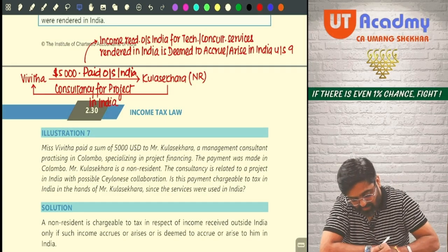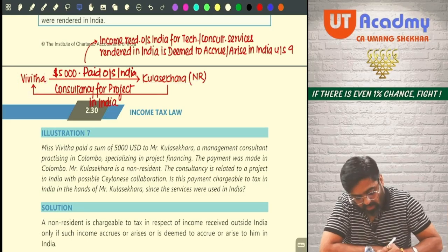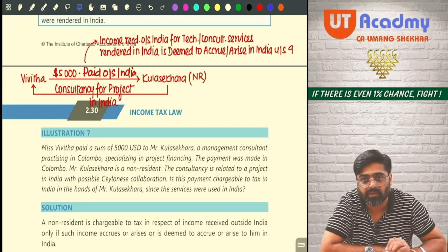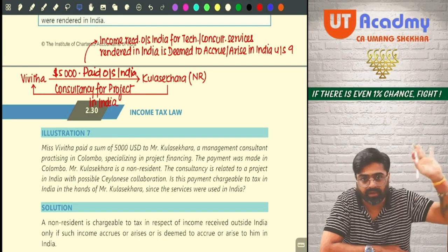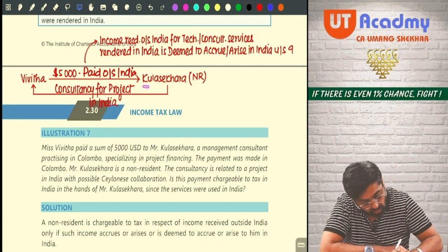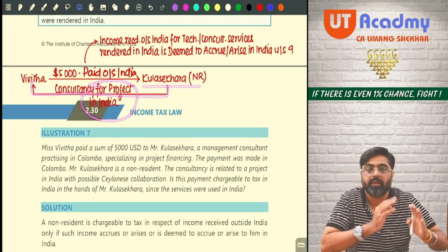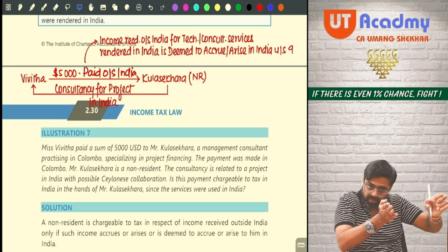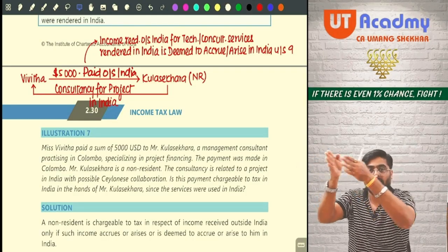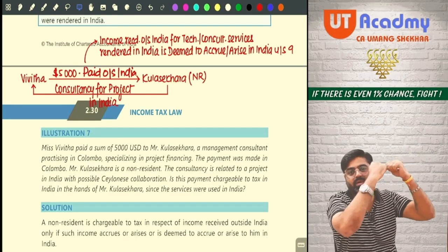Miss Vivita is paying Kulsekara, who is non-resident. What payment is she making? 5,000 US dollars, and that payment is made outside India, in Sri Lanka. But that payment is for Kulsekara giving consultancy for a project in India. So if the consultancy for a project is given in India to a resident, and from the resident you are getting money outside India, that is always deemed to accrue or arise in India.